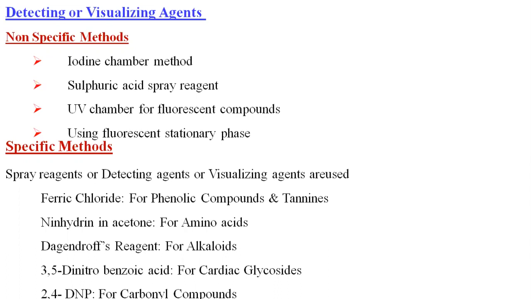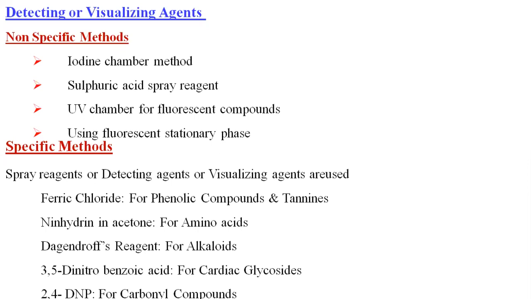For that purpose, we use detection techniques, also called visualization techniques. There are two types of method: non-specific and specific. In the non-specific method, we use the iodine chamber method, sulfuric acid spray reagent method, UV chamber method, and UV chamber with fluorescent stationary phase for normal compounds, and UV chamber for fluorescent compounds. So we are using these techniques.